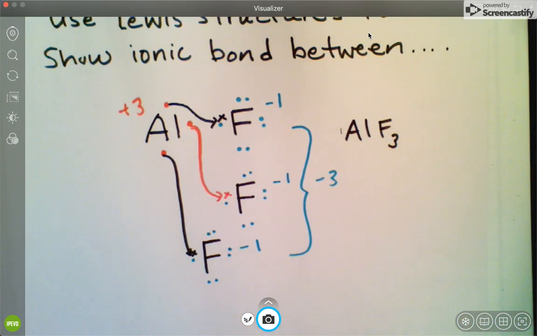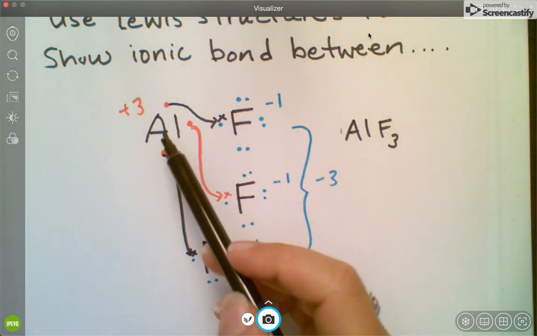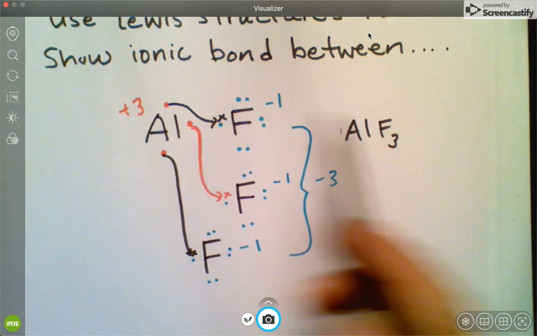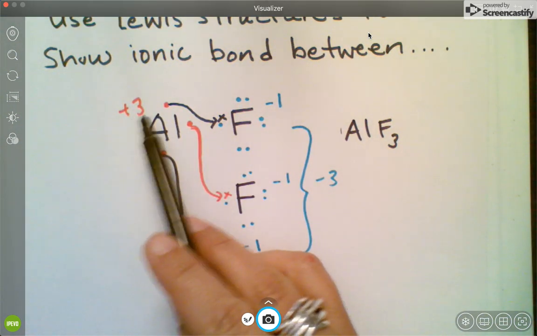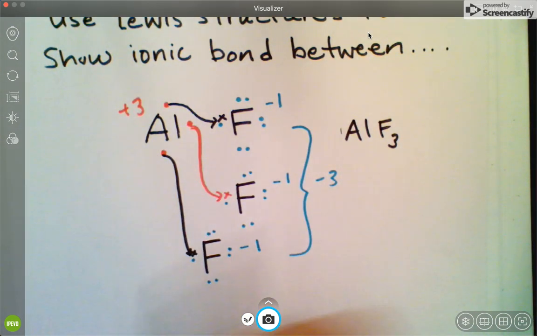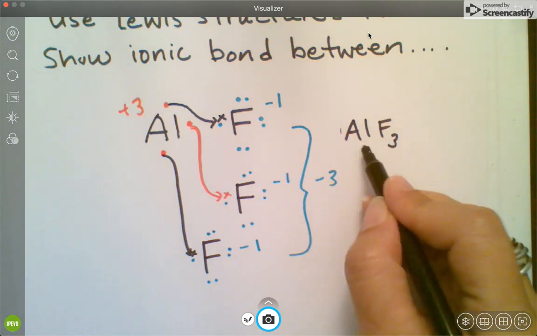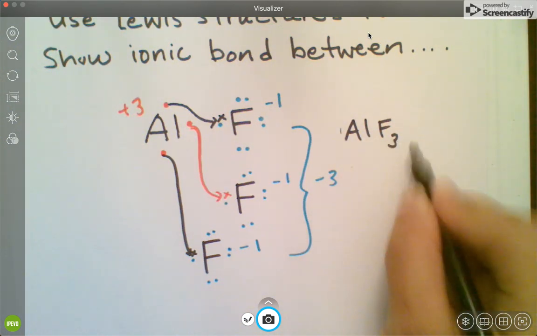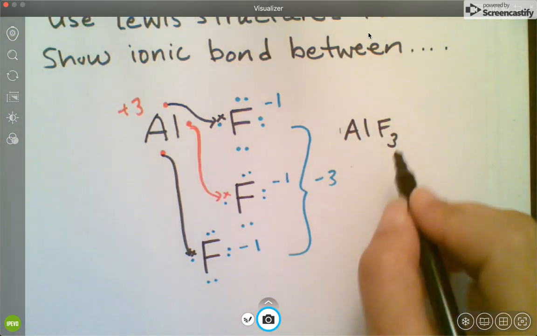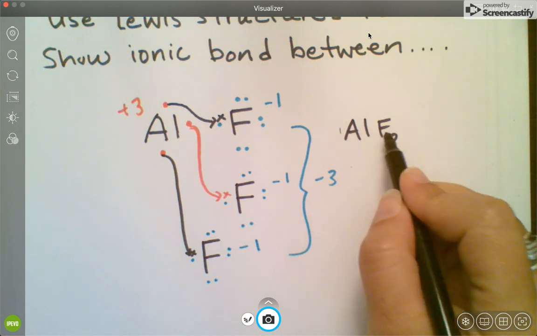Now we're going to get into the naming of compounds a little bit more later on, but in this scenario, we would just keep the name of the first element the same because it only has 1 option to give up its 3 electrons, and each fluorine picked up 1. So we keep the name aluminum and we change the ending of the 2nd element to "ide." So aluminum fluoride.